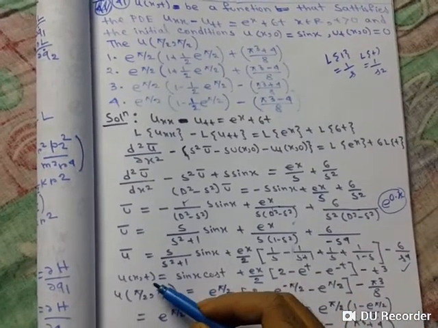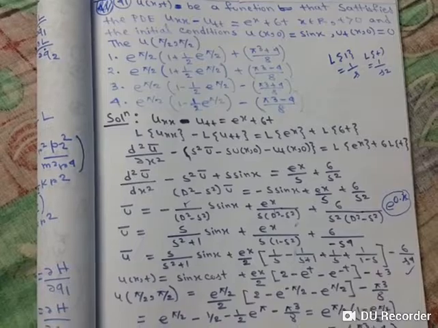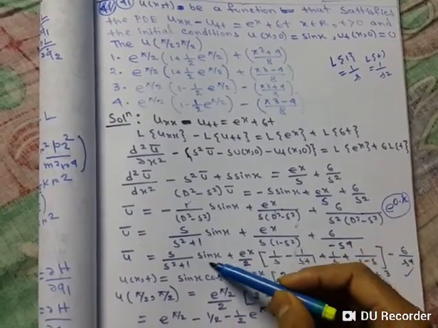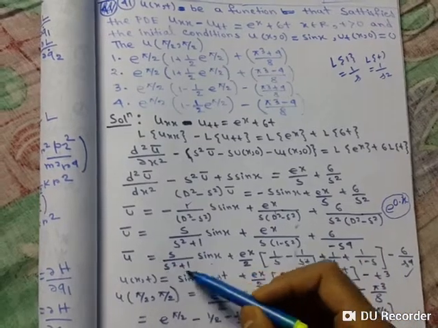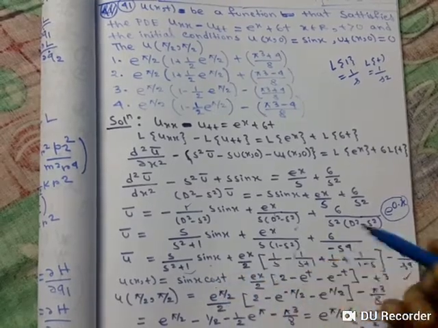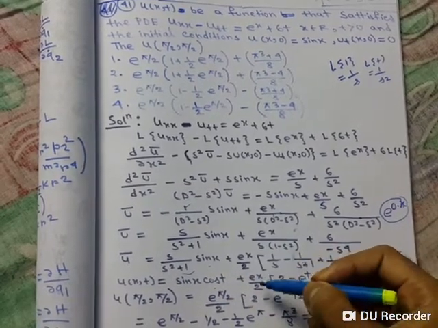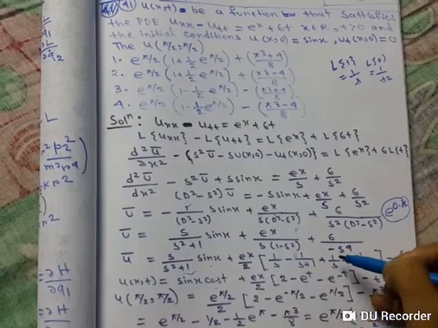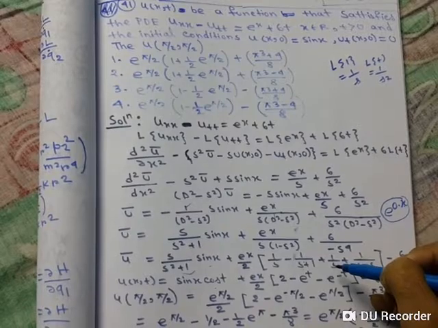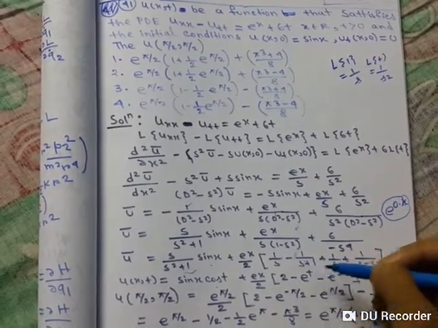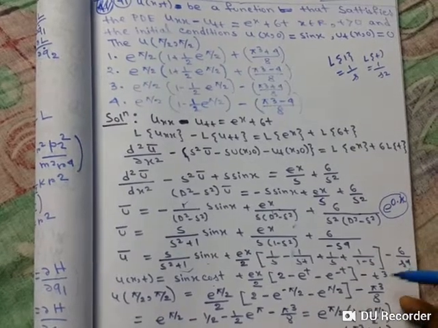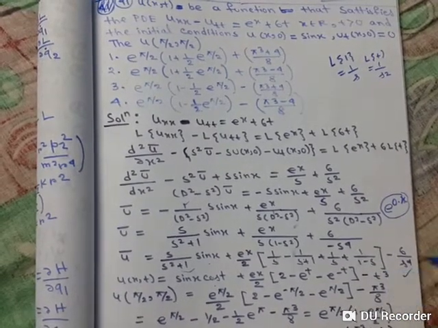Now how do we find u(x,t)? We use the inverse Laplace transformation. Then sin x is fixed, and L inverse of s by s squared plus 1 is cos t. Then e^x by 2 is fixed, and L inverse of 1 by s plus L inverse of 1 by s is 1 and 1, so 2, and this is e^t, and this is e^(minus t), and this is t to the power 4, right?